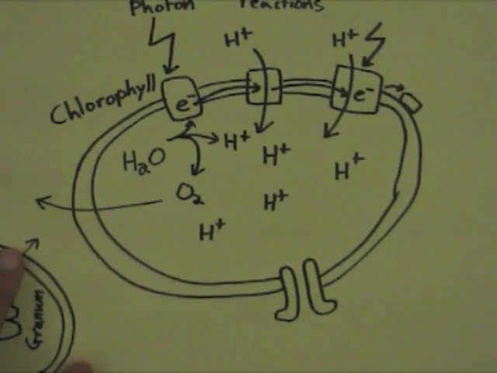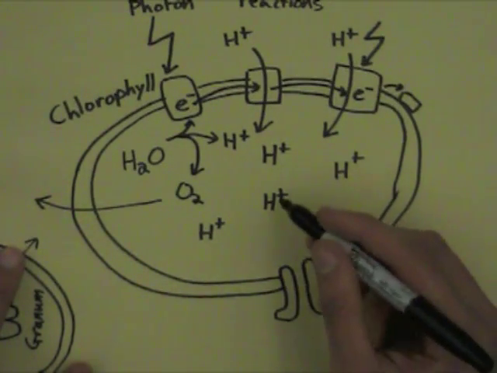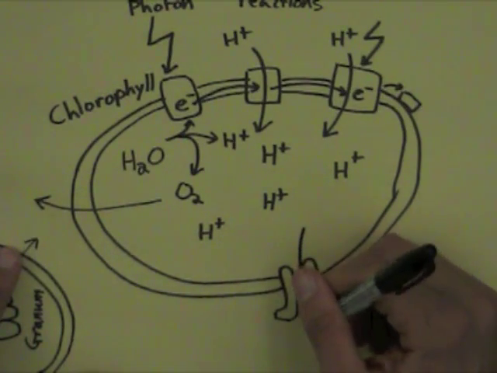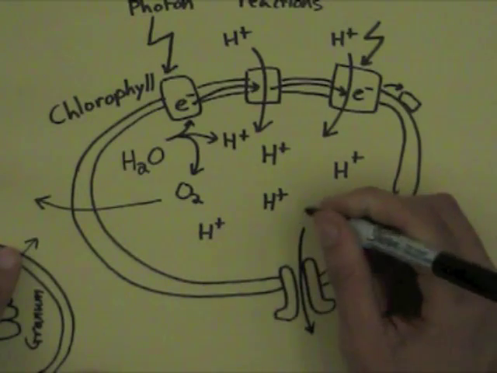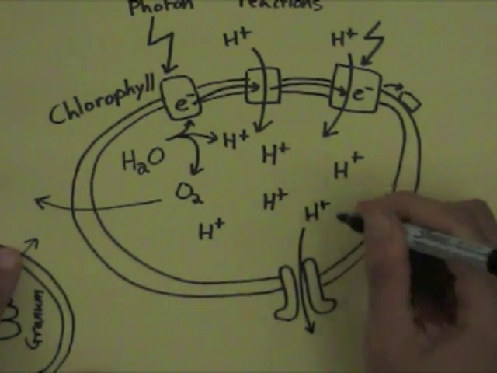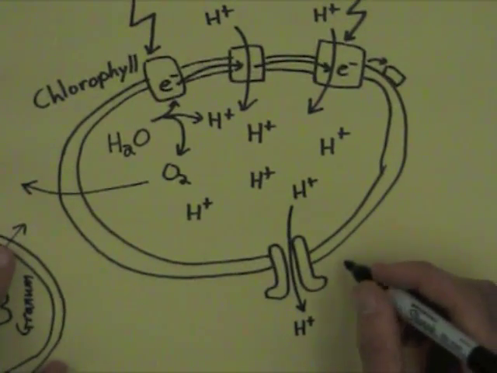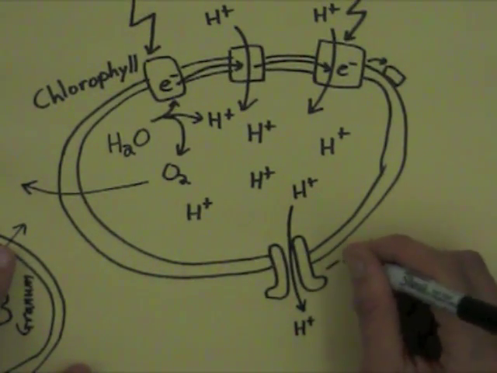Now, we have an increase in the concentration of hydrogen ions inside the thylakoid. As a result, they're going to want to move out from a high concentration to a low concentration by facilitated diffusion. They do that through this molecule here. This molecule is called ATP synthase.